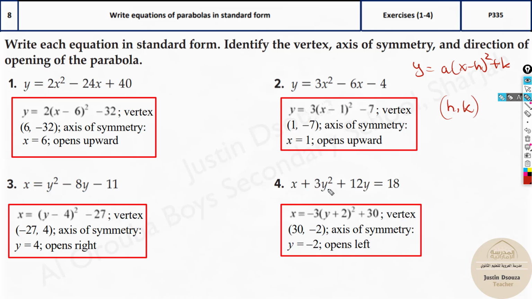But what about this one, the last one? We have no equation over here because the constant term is over there. First, we need to write it in a proper equation. As I can see, the square is on y. So what I need to understand is this is either opening right side or left side. And how do I rewrite this? I'll just write x is equal to minus 3y square minus 12y plus 18.